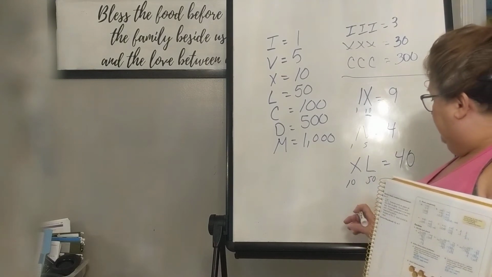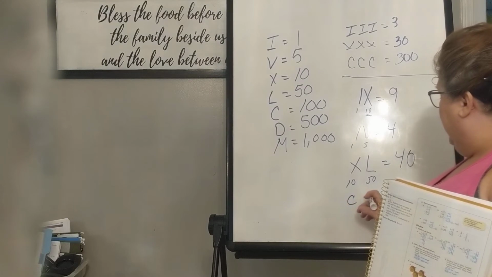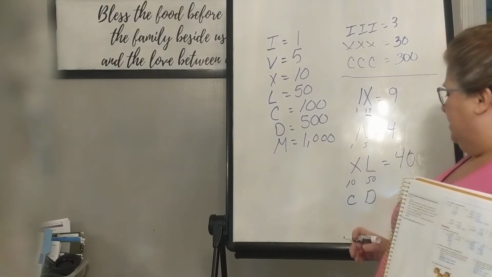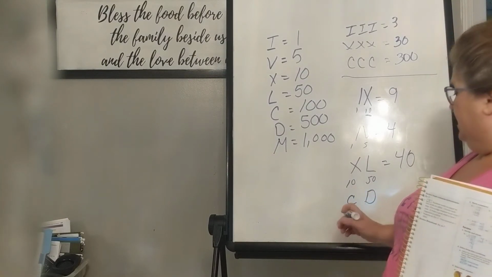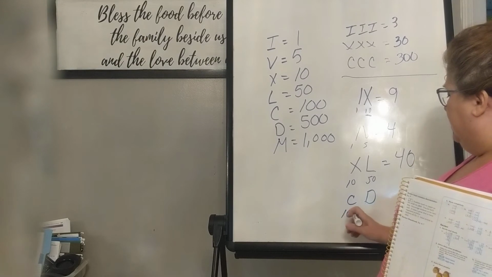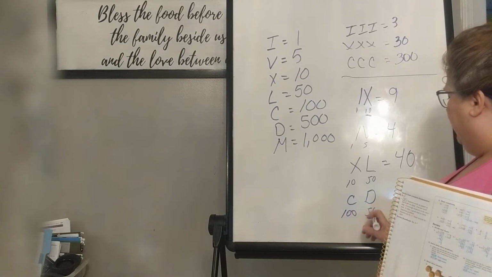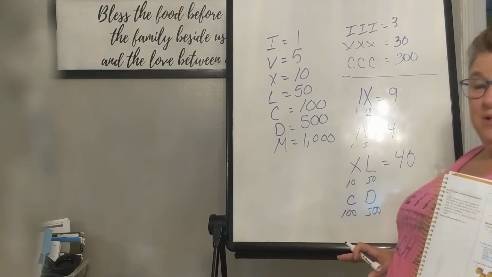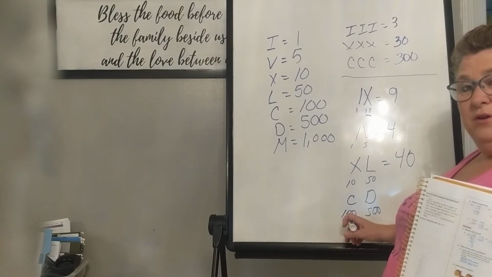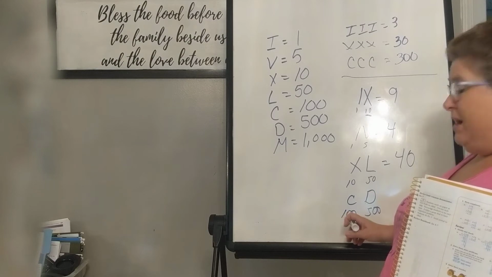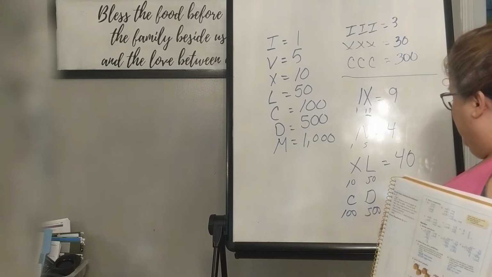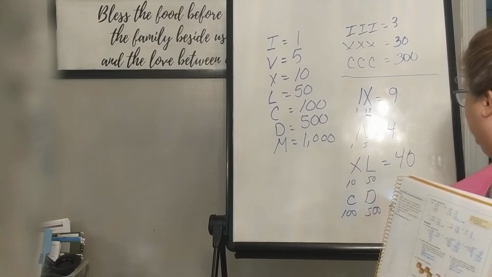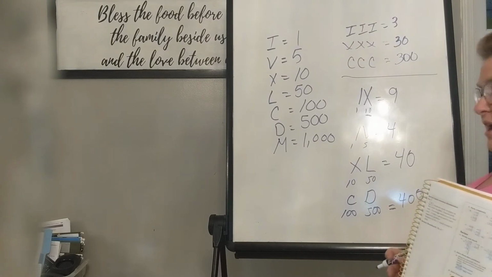Look at this one. We have C and we have D. What is C again? C is 100. What is D again? D is 500. Did we start with our larger number and go down? No, we didn't. So what are we going to have to do with that 100? We are going to have to subtract it from our 500. So 500 minus 100 is 400.